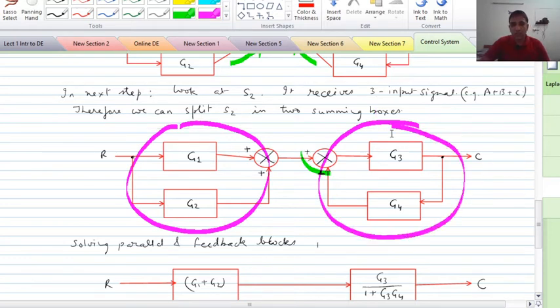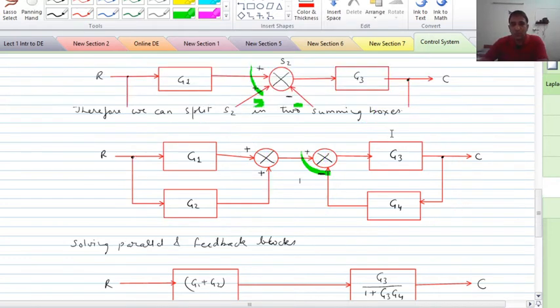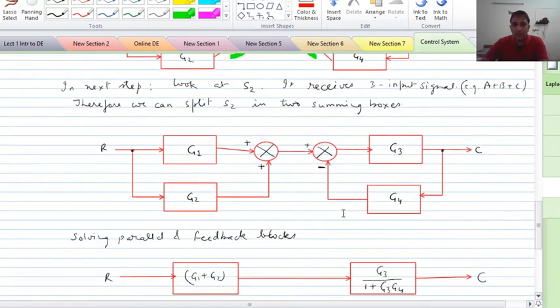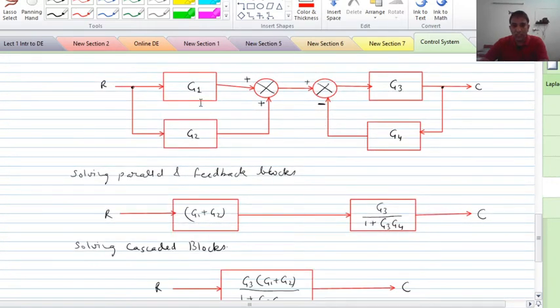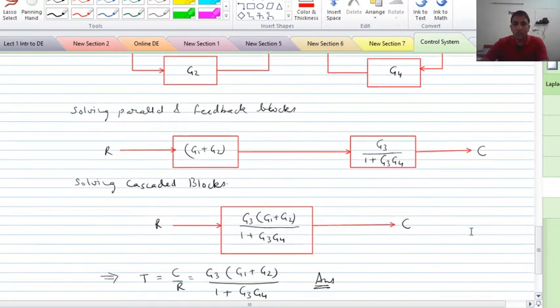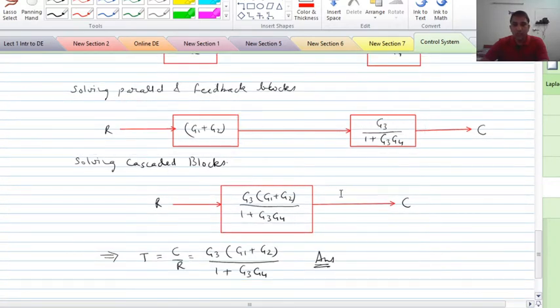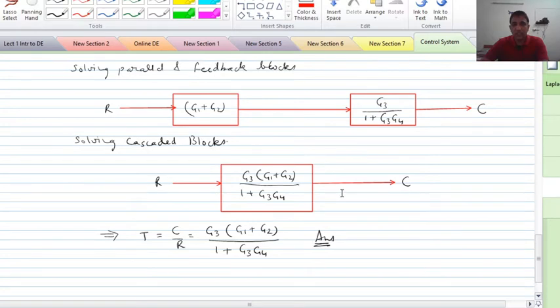Now if we solve these two circuits, the parallel blocks will give you G1 plus G2 and the feedback block will give you G3 divided by 1 plus G3 G4, and solving these two cascaded blocks we will get the final result as G3 multiplied by G1 plus G2 divided by 1 plus G3 G4.